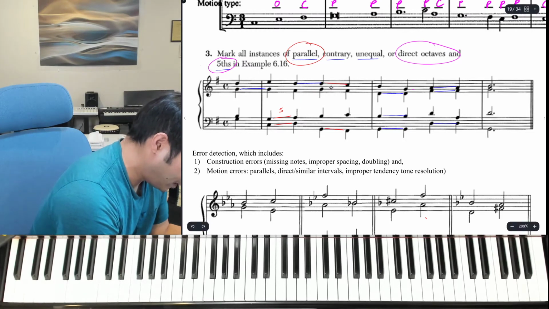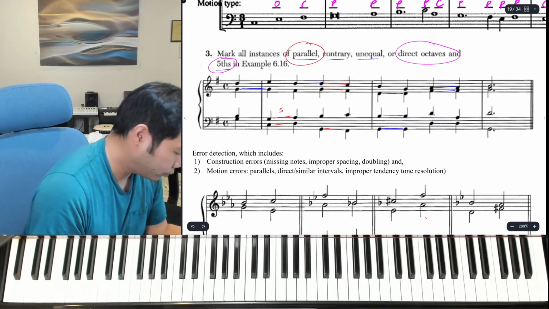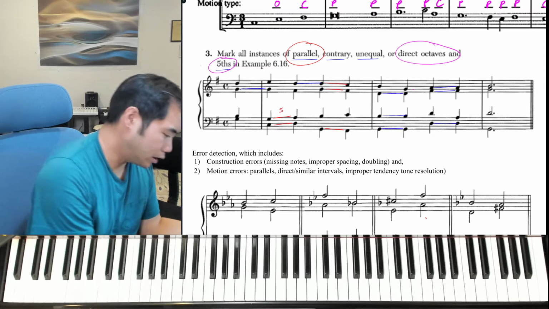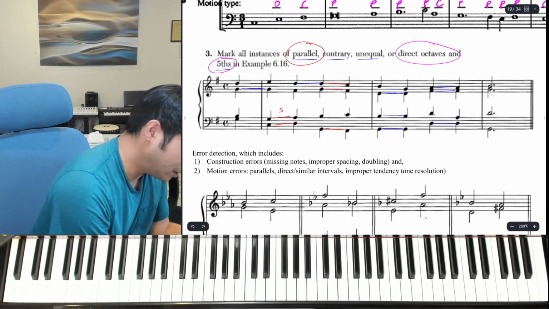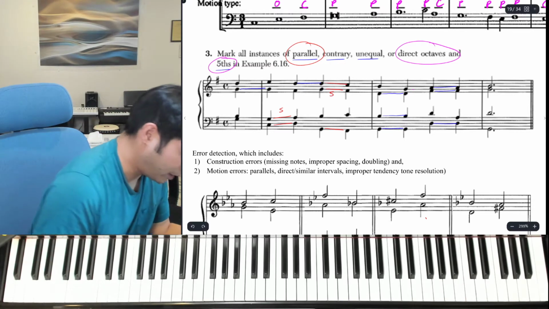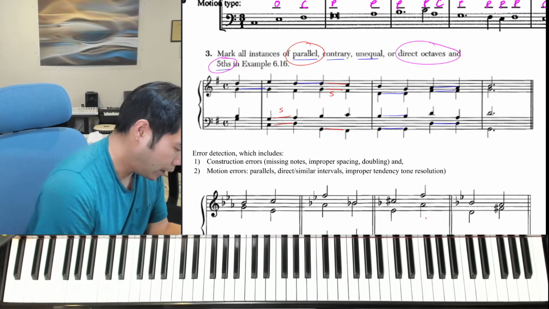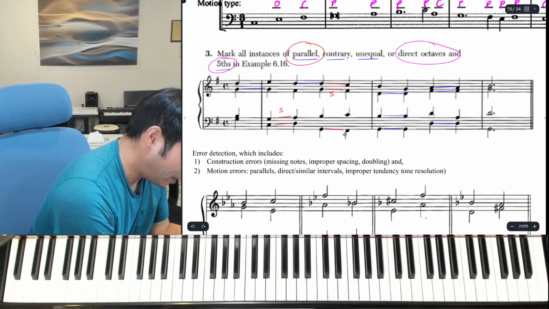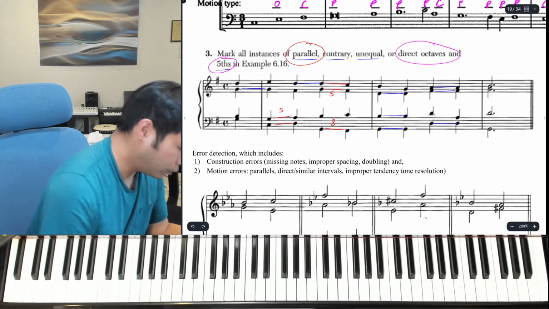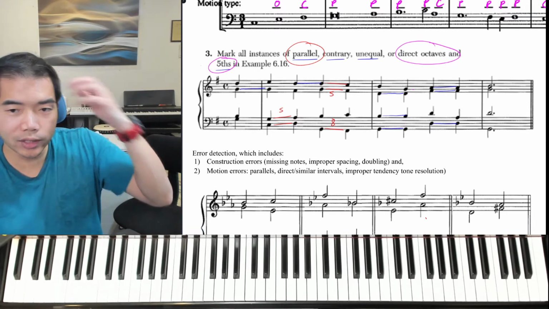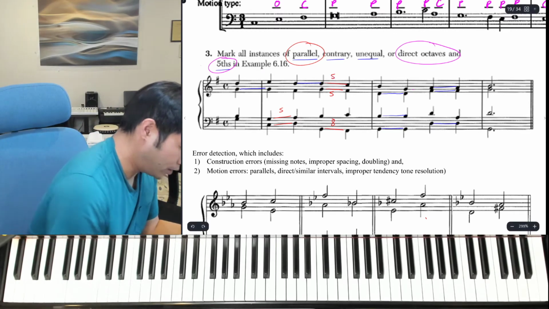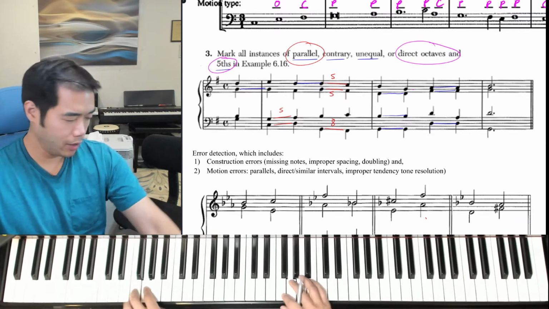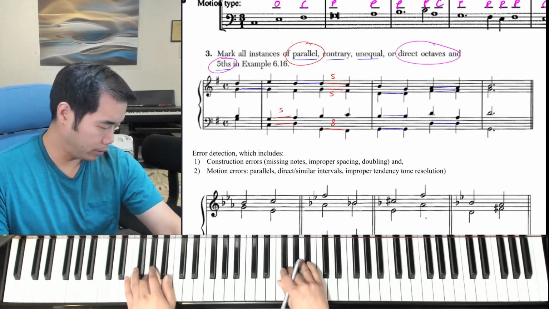What parallel motion do we have? Oh, wait a second. We have parallel motion between the soprano and the alto, as well as the soprano and the bass. So there's two instances here. Oh, this is a parallel fifth. That's a problem between the alto and soprano. And we also have a parallel fifth between the soprano and the bass, and parallel octaves between the alto and the bass. So this is multiple instances of parallel fifths and octaves, because the alto and the bass are actually in unison, G to F, or G to F sharp.